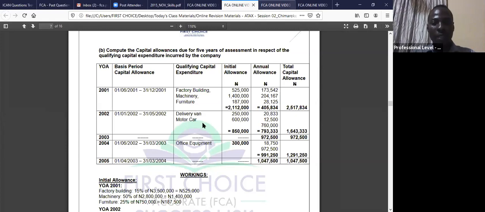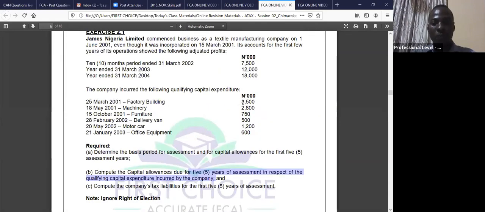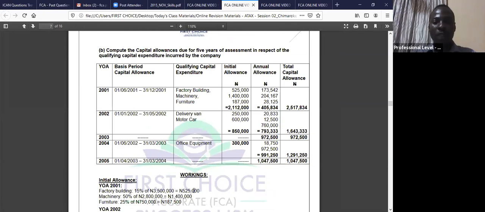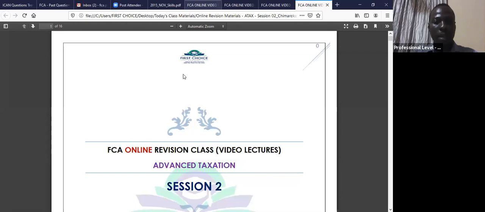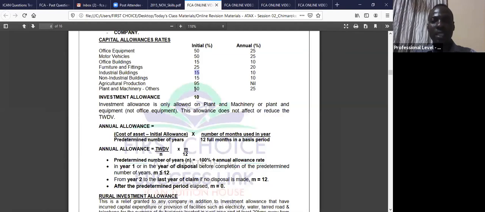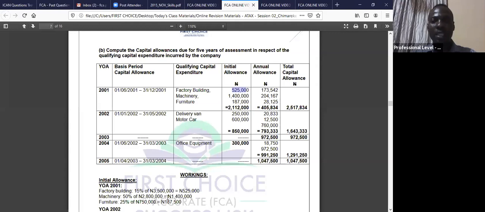What is the cost of the item? The cost of the item is 3.5 million. So we say 15% of 3.5 million. That will give you 525,000 naira. So this figure you put here, that's the same figure we had here. Now, machinery is 50%. If you go to the table to check, plant and machinery, that's 50%. When you get the plant and machinery 50%, you look at the cost of the assets, 50% of 2,800,000. So 50% of 2,800,000 will give you 1.4 million. And that's what we did here.